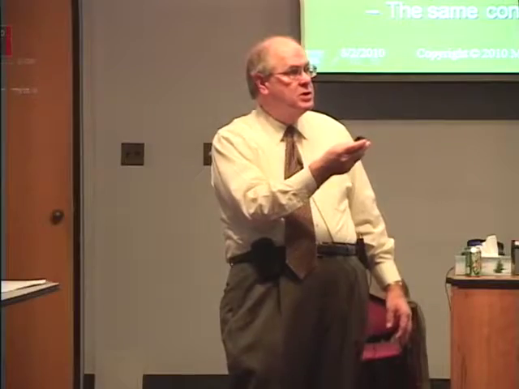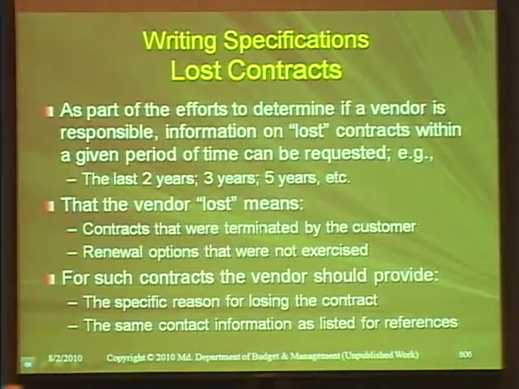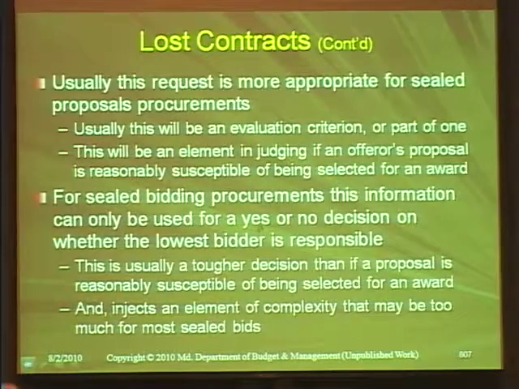That means there's something wrong. So you want to know that. And by knowing that, you can then potentially go and talk to the customer that terminated them to find out why they terminated them. So we want this information. So for such contracts, the vendor should provide the specific reason for losing the contract, the same contact information listed for the references. Usually this request is more appropriate for sealed proposal procurements.